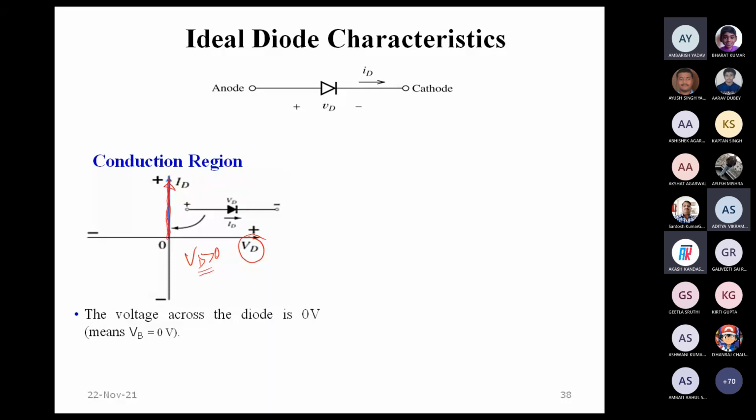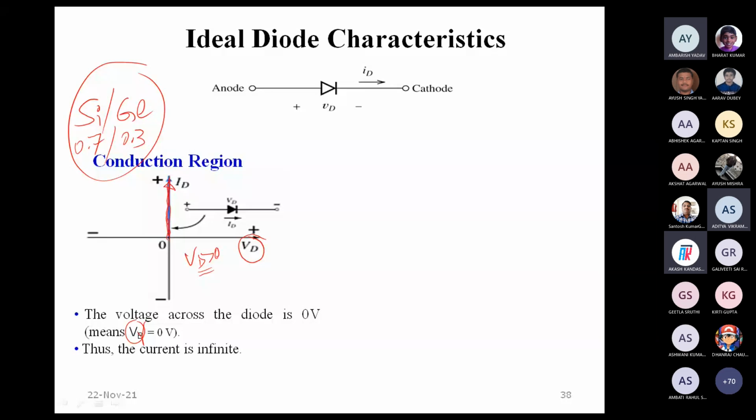In the ideal case, the barrier voltage is just 0 volt. As opposed to that, as we have seen, for silicon or germanium it was 0.7 volts and 0.3 volts respectively. So silicon and germanium are practical diodes, and this is just for the ideal case here.